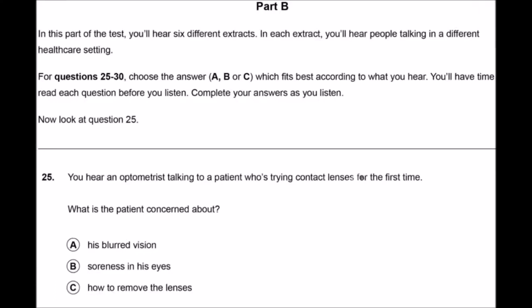Occupational English Test. Listening Test. Part B. In this part of the test, you'll hear 6 different extracts. In each extract, you'll hear people talking in a different healthcare setting. For questions 25 to 30, choose the answer A, B, or C, which fits best according to what you hear. You'll have time to read each question before you listen. Complete your answers as you listen. Now look at question 25. You hear an optometrist talking to a patient who's trying contact lenses for the first time. Now read the question.